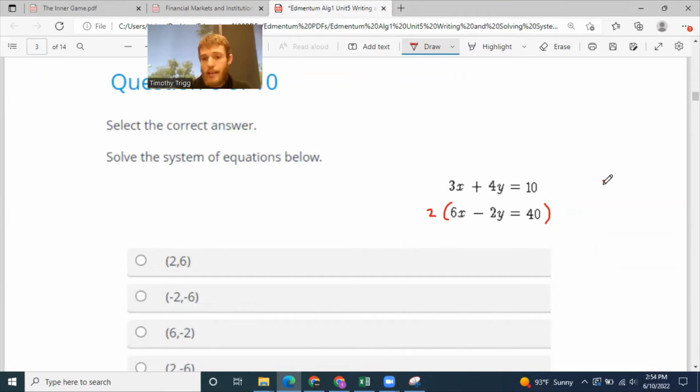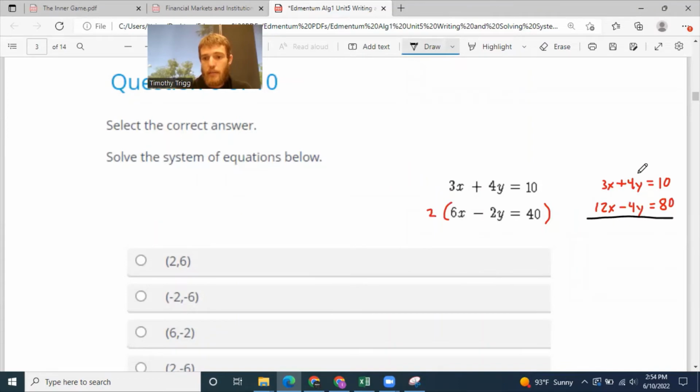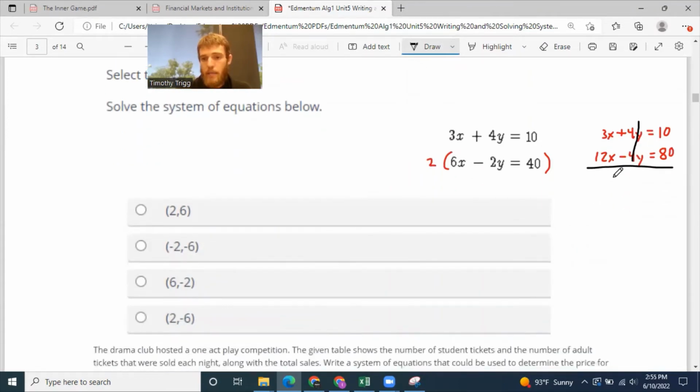So the top equation didn't need to change, so I'm just going to rewrite it. 3x plus 4y equals 10. And then for the bottom equation, that 2 gets distributed to each term in that equation. It's 12x minus 4y equals 80. The 2 multiplies everything there. Now when we add the 2 equations together, the y's eliminate, giving us 15x equals 10 plus 80 is 90.